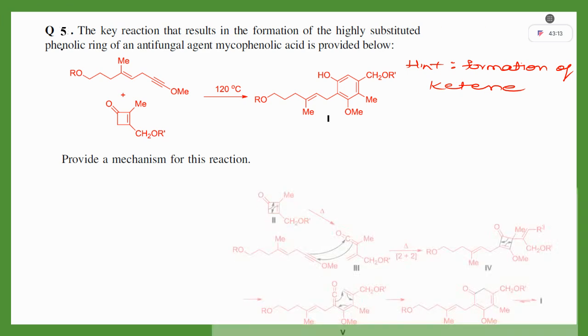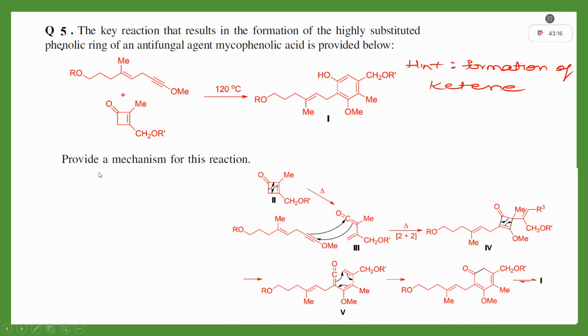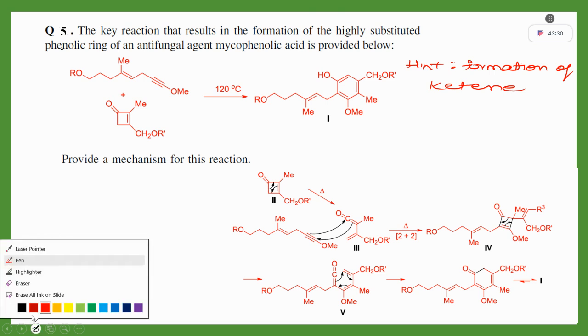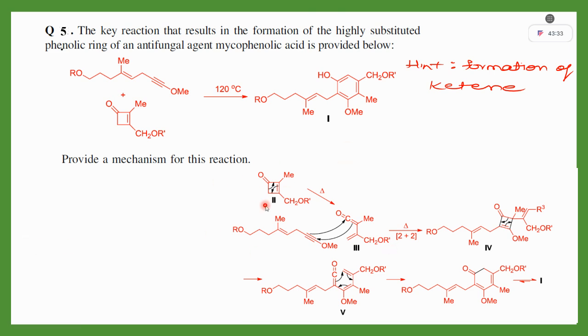Okay, let's do this question. As I've told you, this is your thermal condition, right? And your cyclobutanone is there, which is strained. So first, under heating condition, this four-membered ring will break and lead to formation of ketene. Now you have a ketene, and another component is your alkyne. This ketene will undergo 2 plus 2 cycloaddition with your alkyne.